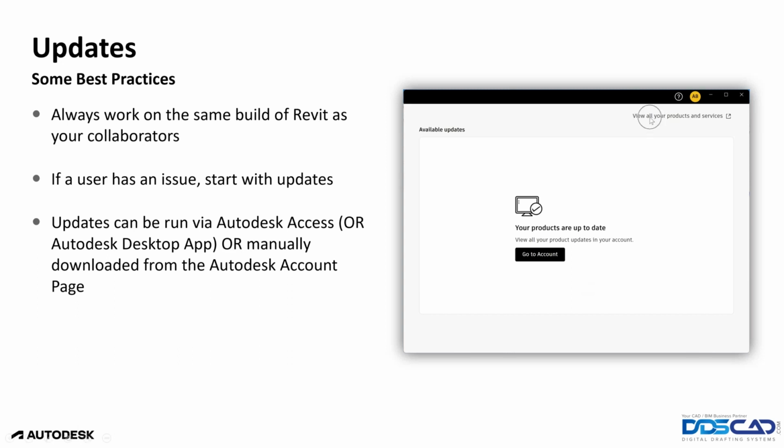Also, it has a link up here to view all your products and services if you want to download another program that you have access to, or if you want to go into your Autodesk account where you actually have an option which is called product updates, where you can go and manually download some of these updates and run them if you're having any sort of issues doing it through Autodesk Access. So always good to keep up to date. That's always a good idea.